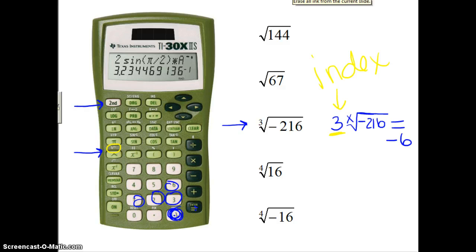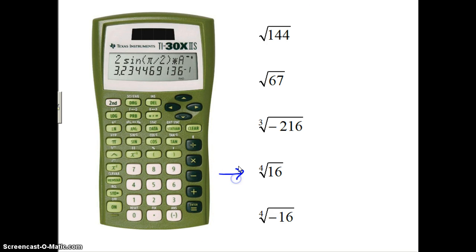All right, let's try the next one, fourth root. So again, since this is something other than a square root, we type the number 4 for the index first. Then I'm going to type second. Then I'm going to use this function right here where it's the xth root. So when I type that on my calculator, I will see this. And then I just type in 16, press enter, and I should get 2.